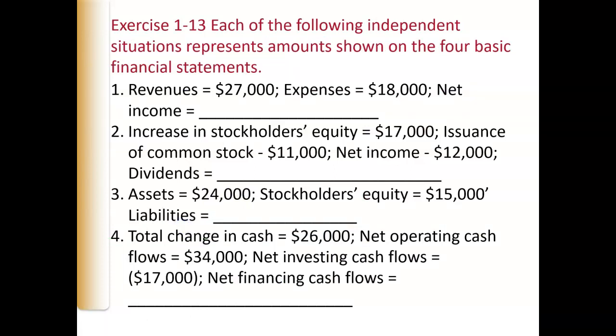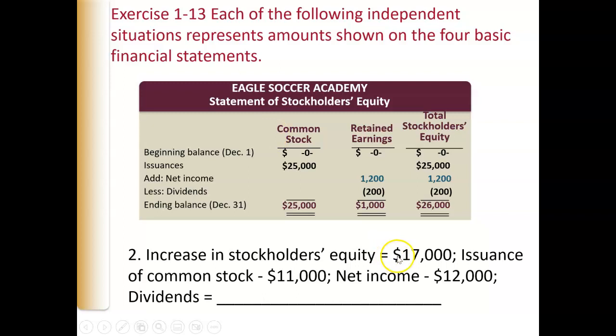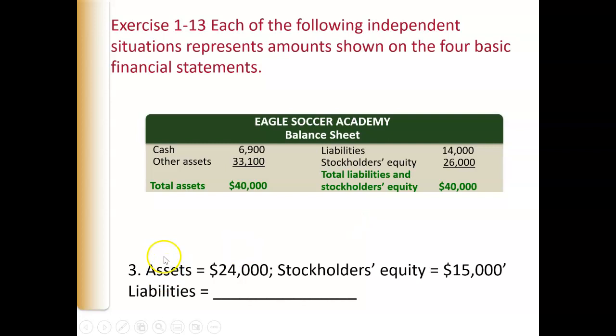So I'm just going to go through this fast because, guys, I need to go through all the homework for you. So this will help you see just in an income statement, revenues minus expenses give us our net income of 9. Remember, the income statement just shows revenues and expenses. The statement of stockholders' equity, if we increase the stockholders' equity to $17,000 and we issued common stock of 11 and our net income is 12, what would our dividends be? They have to be 6 if our net ending balance here is 6. And then our balance sheet, if our assets become $24,000 and our stockholders' equity is 15, we know our stockholders' equity plus our liabilities have to equal our assets. Okay? Does that make sense?